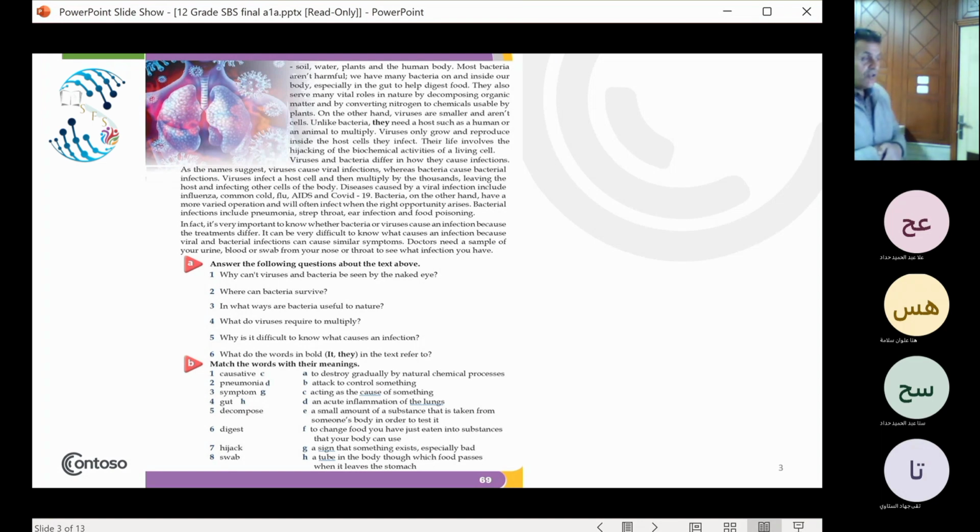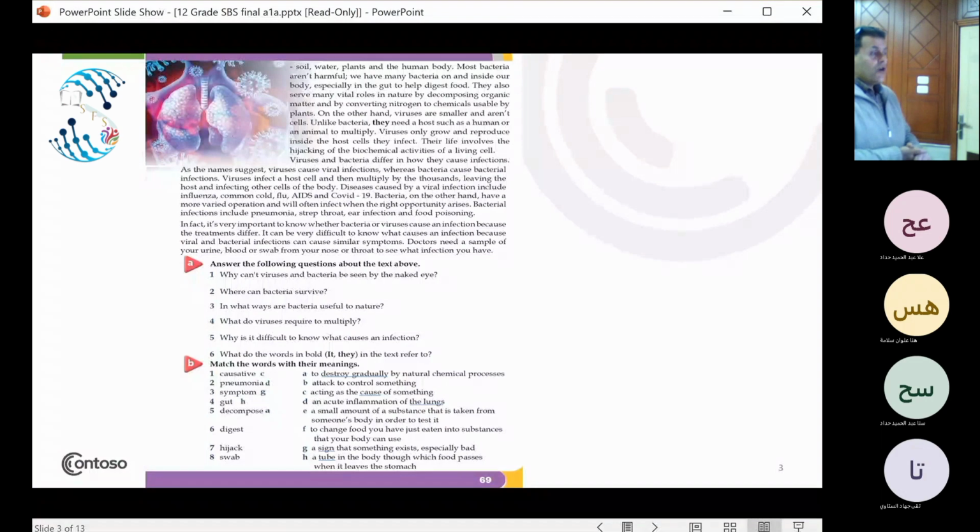The fifth word is decompose. What does it mean? The key word is to destroy gradually. Destroy gradually by natural chemical processes. Natural chemical processes. To break down.